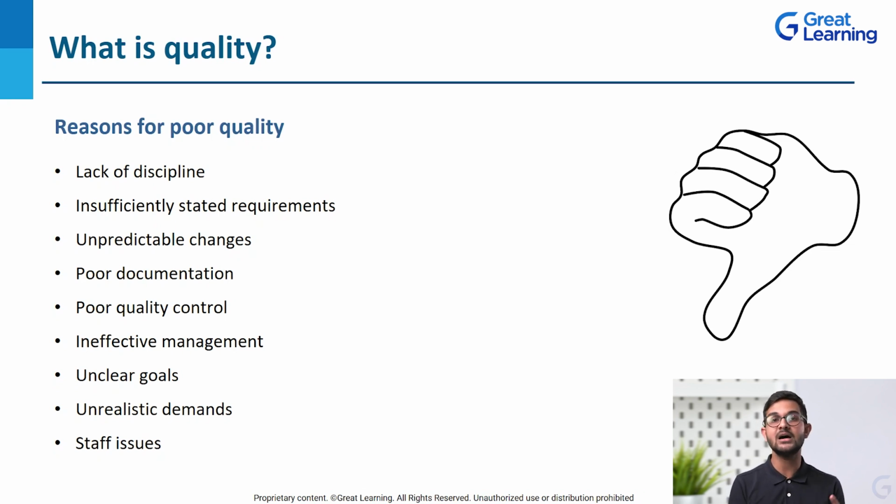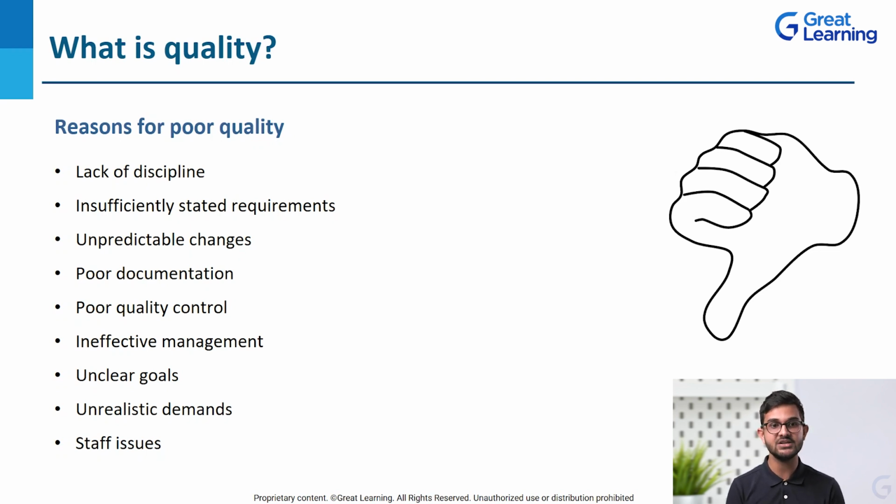So if there are so many unpredictable changes, then we will not have a plan which is ready that we can directly implement. We will have to plan again. We will have to think about the entire process again. So that can be one major reason for poor quality.